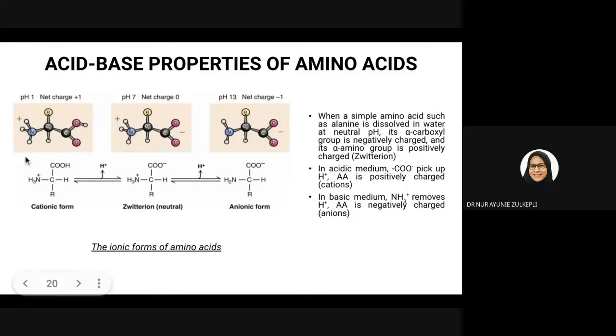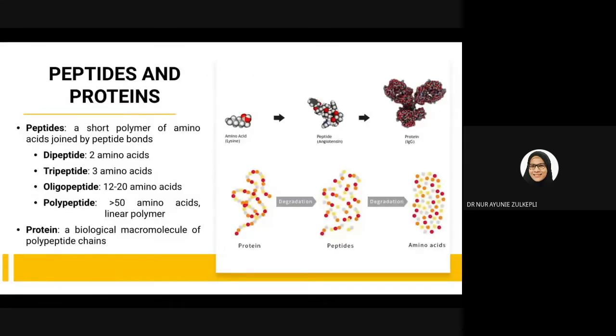So at low pH, then pH 7 is the zwitterion state, and also when there is an increase of the pH in a basic medium. Okay everyone, let's move on to peptide and protein. What is peptide? Peptide is a short polymer of amino acids joined by peptide bonds.